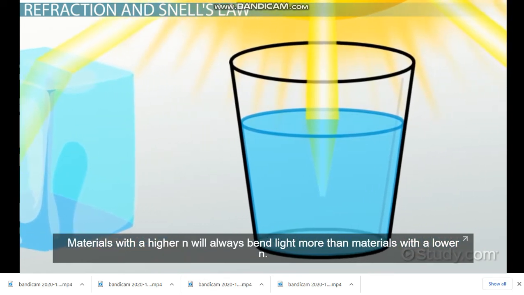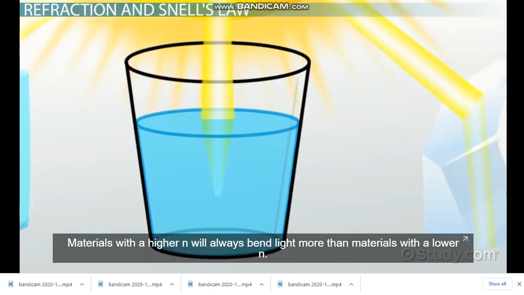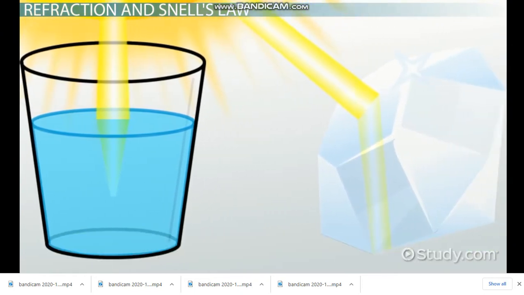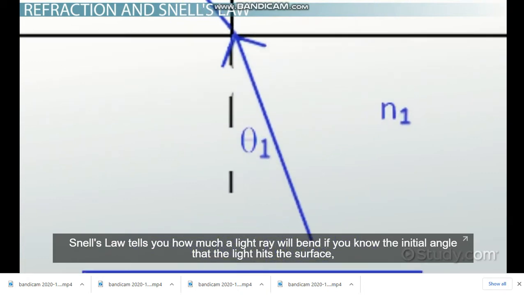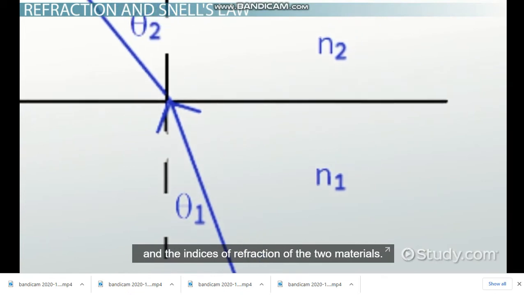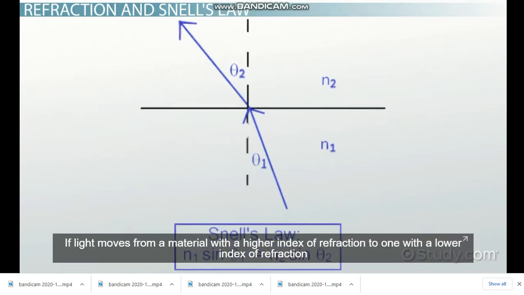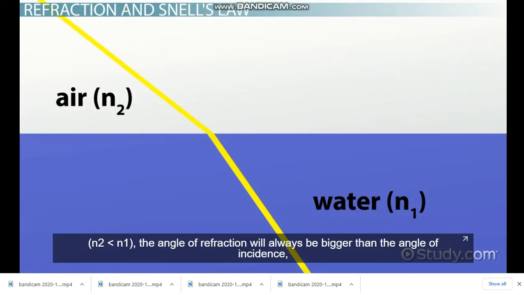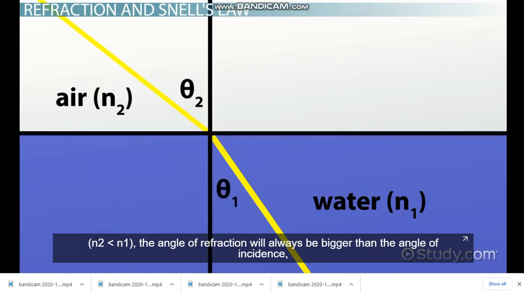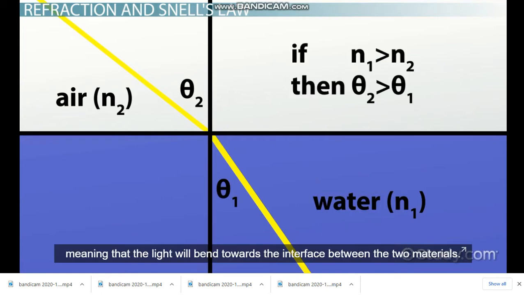Materials with a higher N will always bend light more than materials with a lower N. Snell's law tells you how much a light ray will bend if you know the initial angle that the light hits the surface, and the indices of refraction of the two materials. If light moves from a material with a higher index of refraction to one with a lower index of refraction, or N2 less than N1, the angle of refraction will always be bigger than the angle of incidence, meaning that the light will bend towards the interface between the two materials.